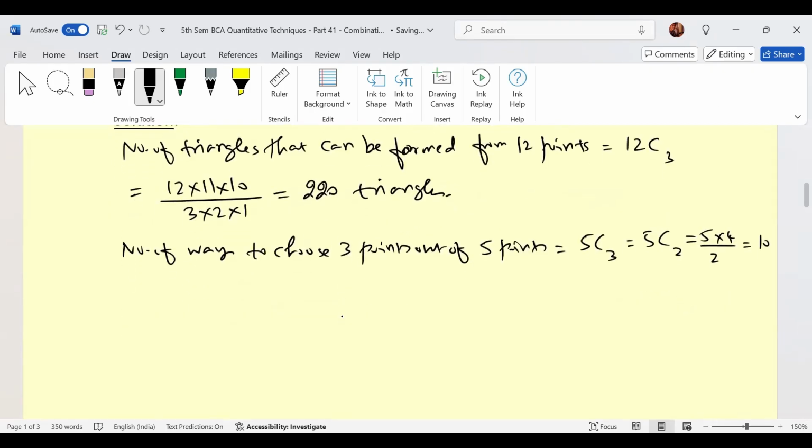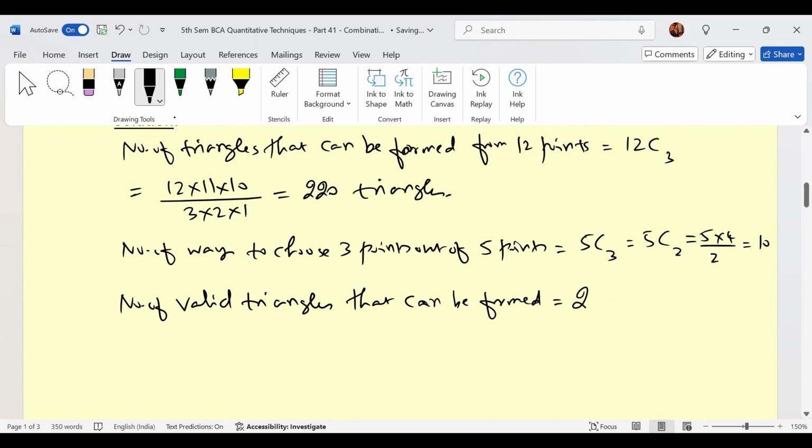So this shows us that 10 triangles cannot be formed because these 5 points are collinear. So the number of valid triangles that can be formed is equal to 220 minus 10. So we can form 210 triangles. Let us move on to the next question.